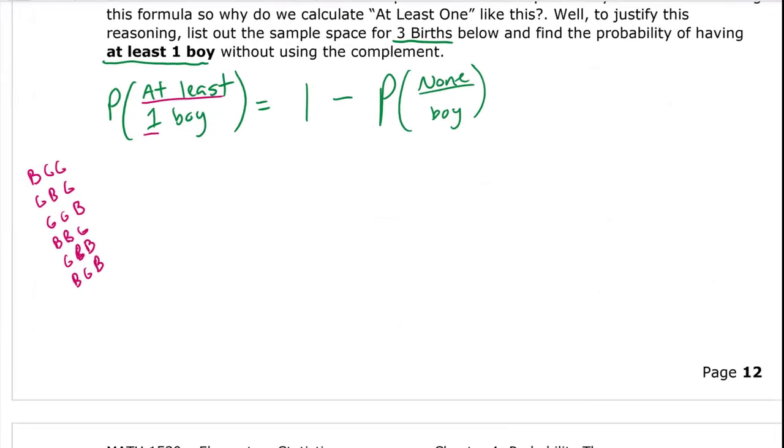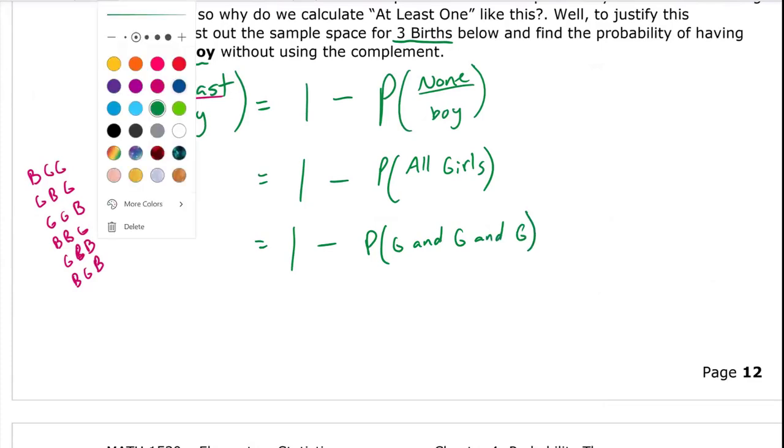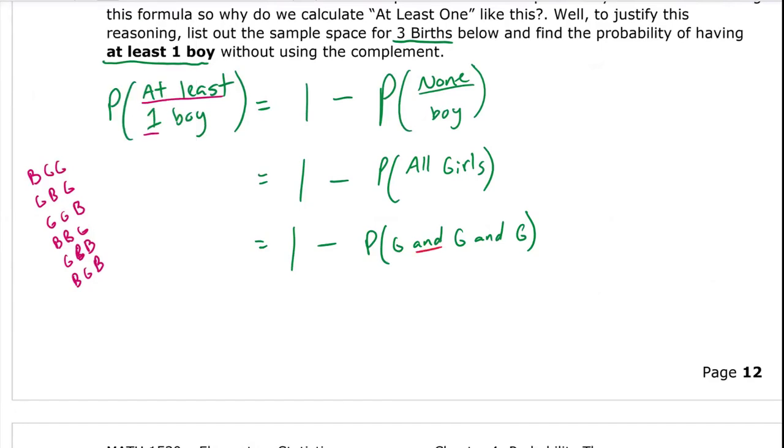So it's kind of counterintuitive, but what does it mean for you to have no boys? That means you had 3 girls. In your family of 3, all three children are girls. So if you're doing a multiplication rule, you have girl and girl and girl. And of course, the and means multiply because you're having 3 different trials. So you want to multiply.